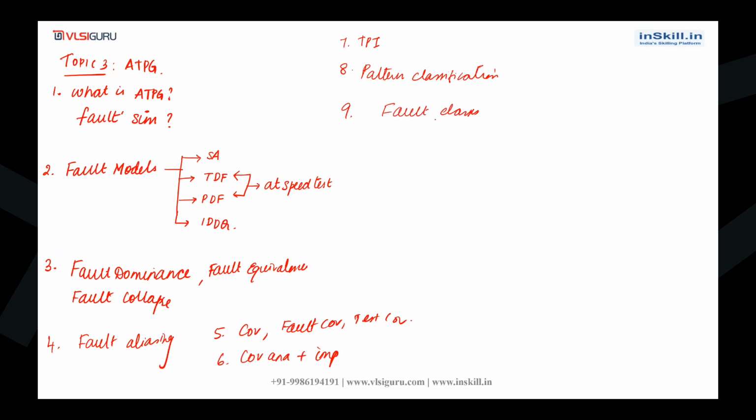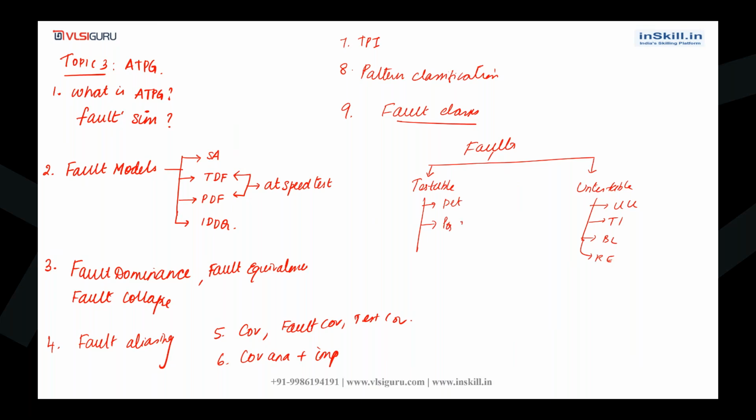And one more important thing, we'll also try to understand the fault classes. Faults are broadly classified as testable and untestable. Under untestable, it is again classified as unused, tied, blocked, redundant. Under testable, we'll try to understand what is detected, possibly detected, ATPG untestable, undetected. All these things we'll try to understand.